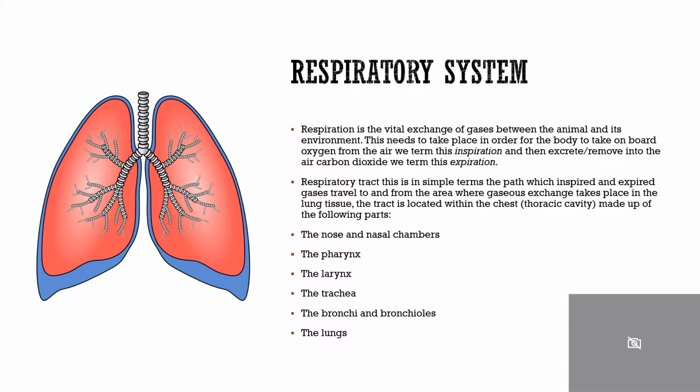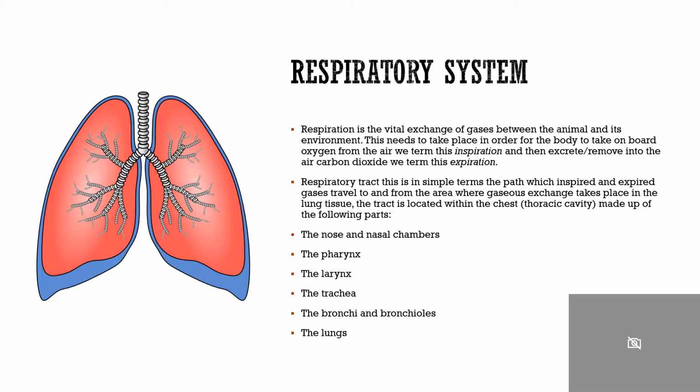The respiratory system. Respiration is the vital exchange of gases between the animal and its environment. This needs to take place in order for the body to take on board oxygen from the air. We term this inspiration, and then we also need for the body to be able to excrete and remove into the air the carbon dioxide within our body, and we term this expiration.